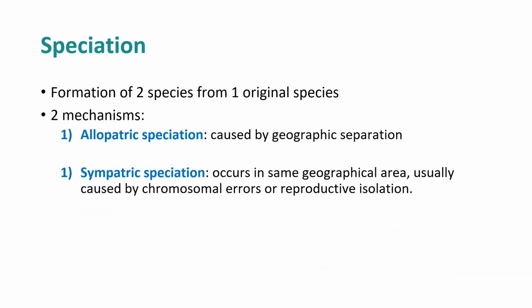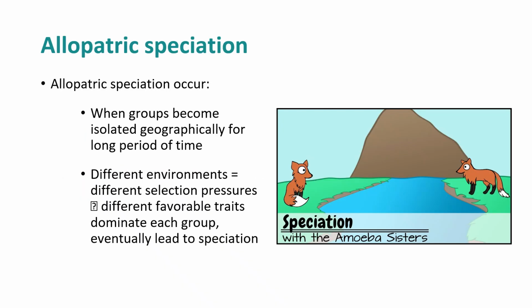So now we know what a species is. Let's look at how they're formed. Speciation describes the formation of two species from one original species, and it can be achieved through two different mechanisms: allopatric speciation or sympatric speciation. Allopatric is caused by geographic separation, and sympatric occurs in the same geographical area and is usually caused by chromosomal errors or reproductive isolation.